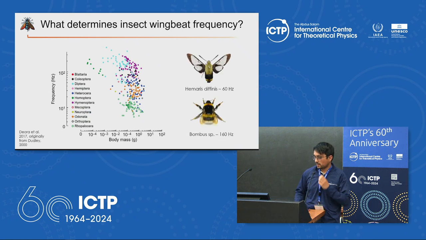So my favorite example of this is the bumblebee, Bombus, and then the bee-mimicking hawk moth, Hemaris diffinis, that has basically the same body size, but a threefold smaller wing beat frequency. So a lot of what we're interested in is trying to understand this variation in wing beat frequency, what's driving wing beat frequency diversity in insects, and why it might not just be a simple function of body size.